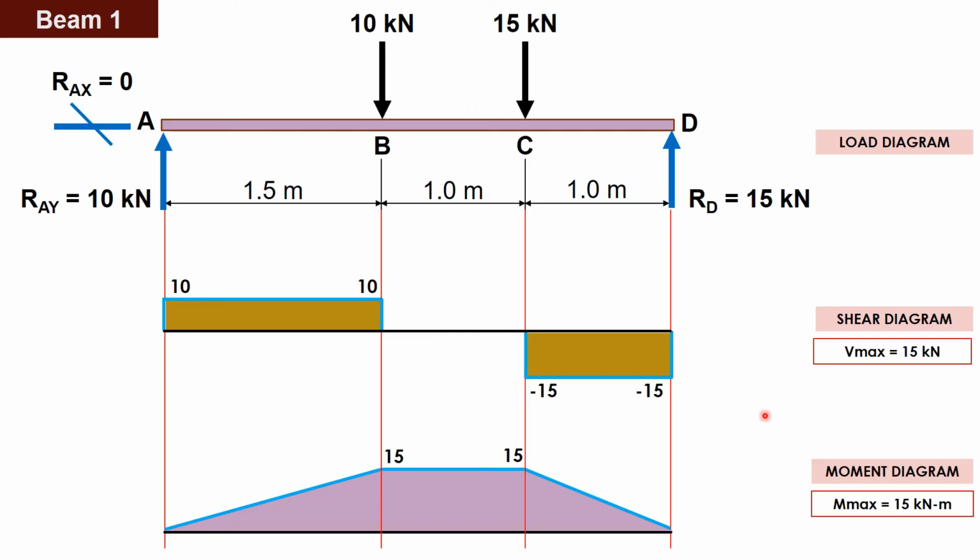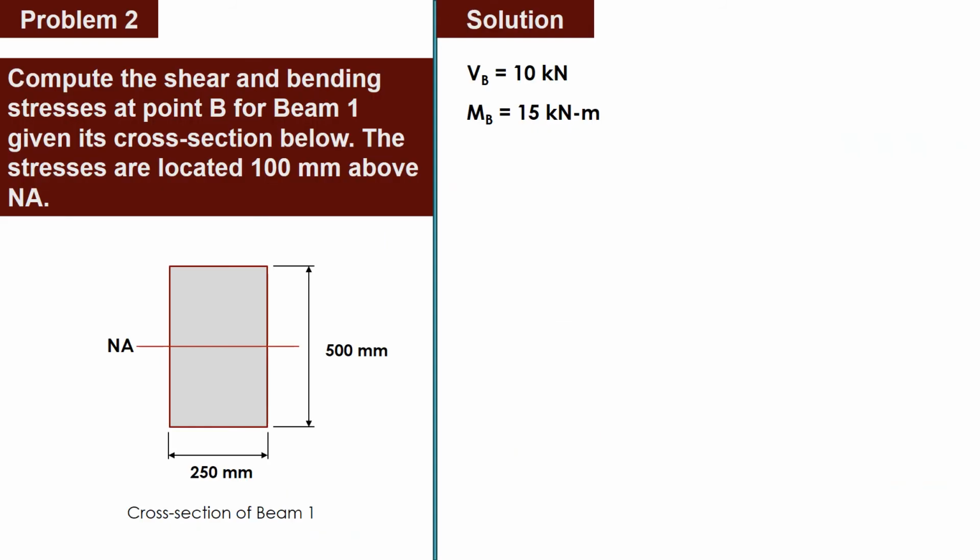Now, this is again our load diagram or beam 1. So, ito ulit yon. Pero this time, hindi na maximum values ang kukuhanin natin. So, ito yung problem 2 natin. So, we will compute the shear and bending stresses at point B for beam 1, given its cross-section below. The stresses are located 100 millimeters above NA.